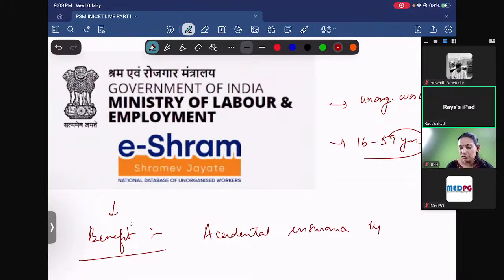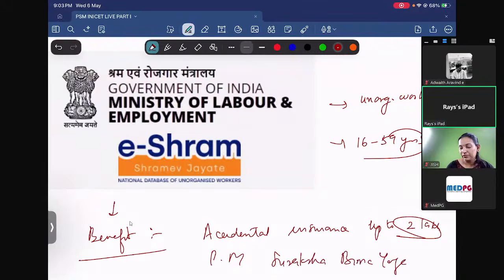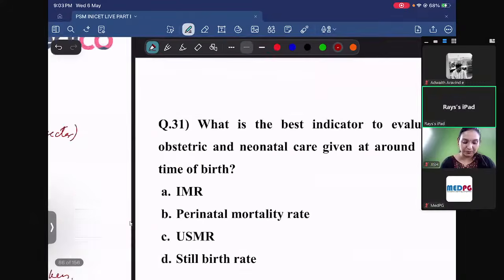of up to 2 lakh rupees. Okay. This is actually provided under the Pradhan Mantri Suraksha Bima Yojana. But for that, they have to be registered under the e-Shram. So basically, remember, e-Shram portal is for the unorganized workers in our country. And that's a new update, so you can expect questions from that.